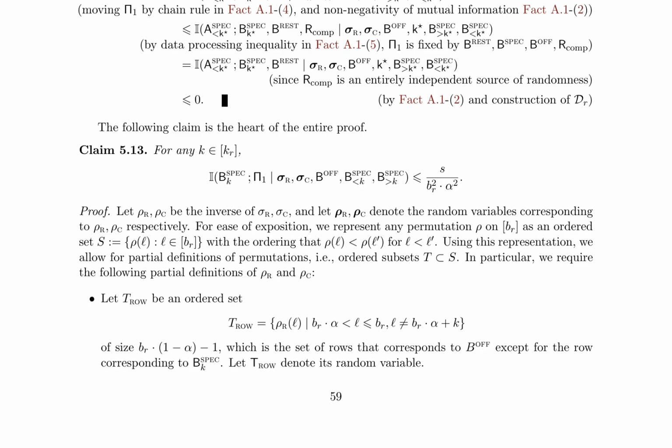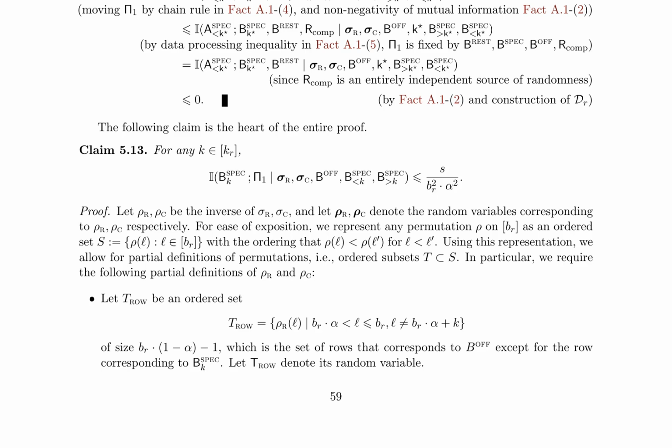The paper also introduces partial definitions of permutations, such as t_row and t_col, which represent ordered sets of rows and columns in a matrix. These definitions are used to further bound the mutual information and demonstrate the efficiency of the protocol. The authors provide an illustration of these definitions in Figure 10, which helps to visualize the relationships between different components of the system. Claims 5.14 and 5.15 are crucial in bounding the mutual information between certain random variables.